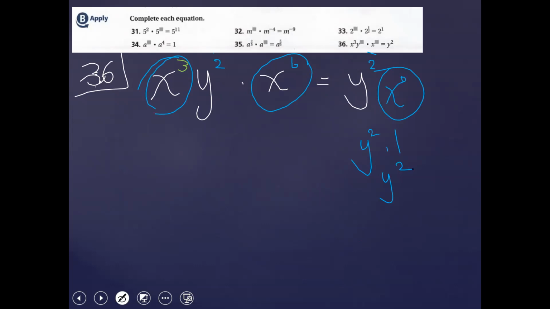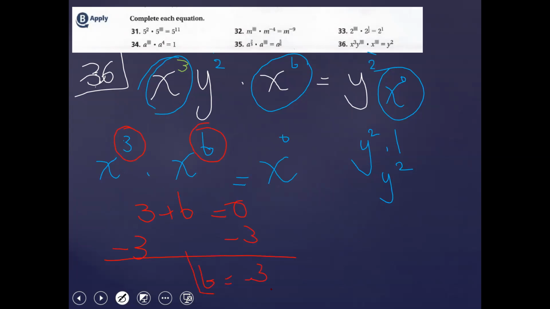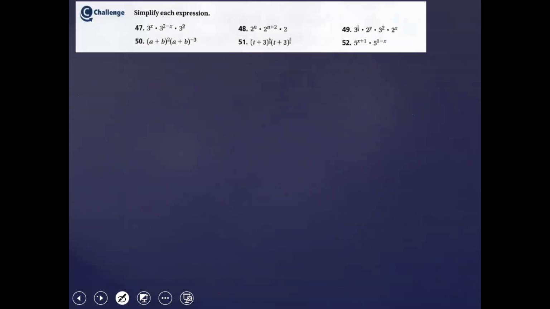So I will say now that x cubed times x to the power b is equal to x to the power 0. So I know that 3 plus b equals 0, so b equals 0 minus 3. So b now is equal to negative 3. So here b will be negative 3. Let's now do simplifying each expression.